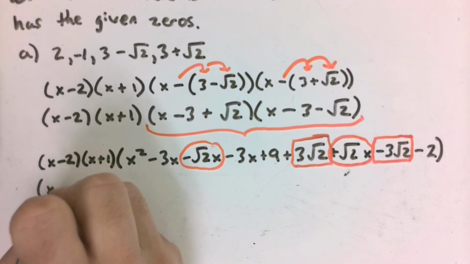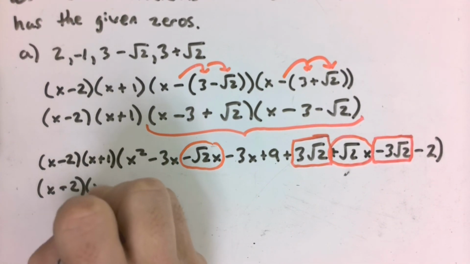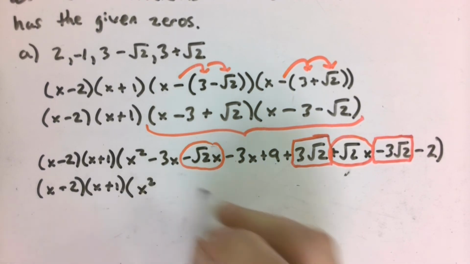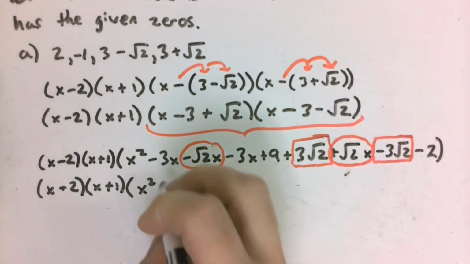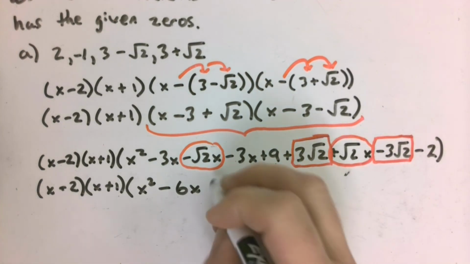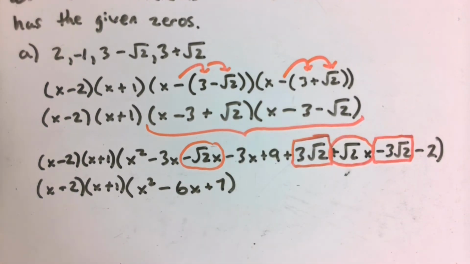So if I combine some like terms, what we end up with in our next step, well, we have an x squared to start with, and then our x's, -3 minus 3 would be a minus 6x, and then our regular numbers, 9 minus 2 is 7.